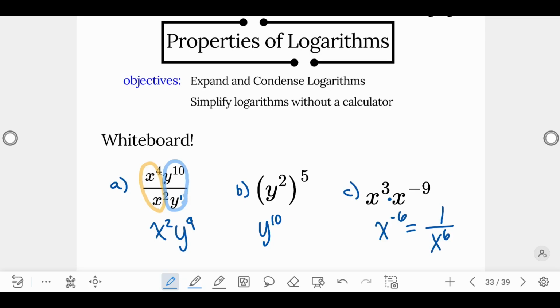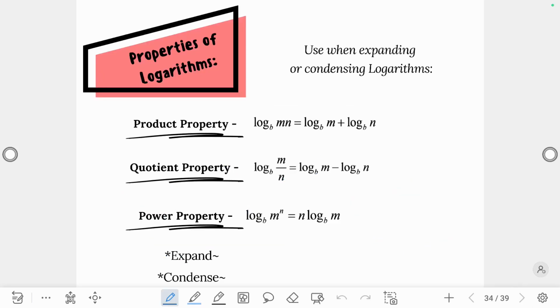Okay, hopefully those went okay. And if not, hopefully at least jogged your memory that in case C, we were adding exponents. In case B, we multiplied. And in case A, we subtracted. Because these 3 properties of exponents are exactly what we're going to see play out with logarithms.